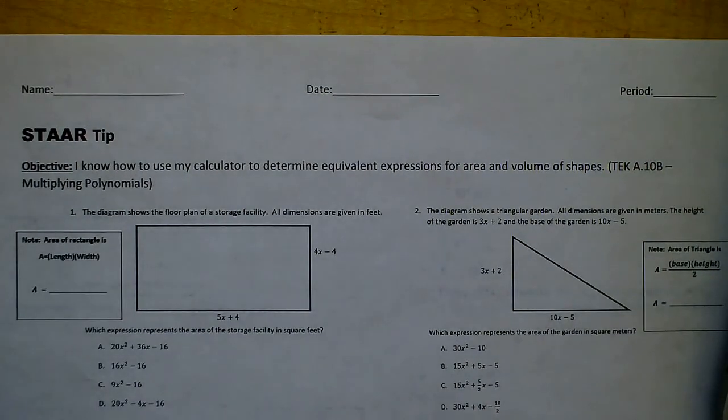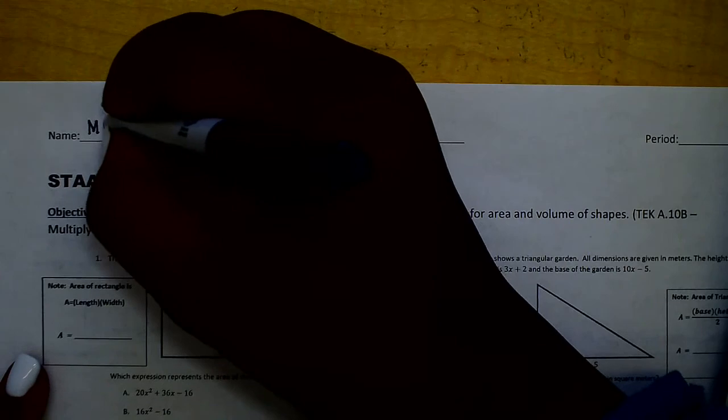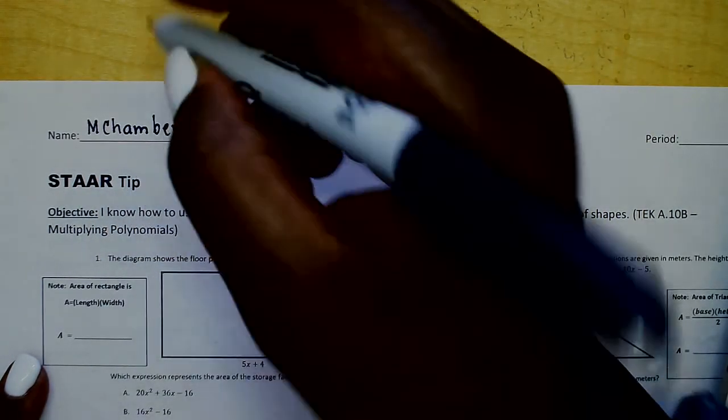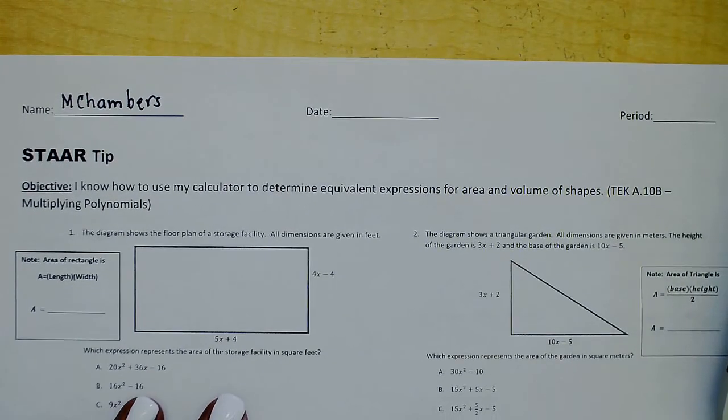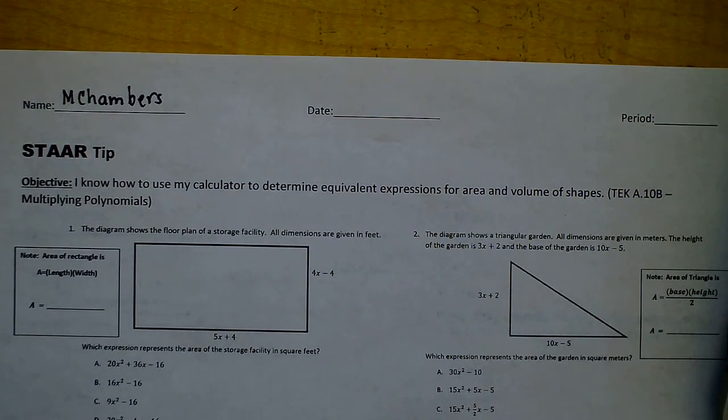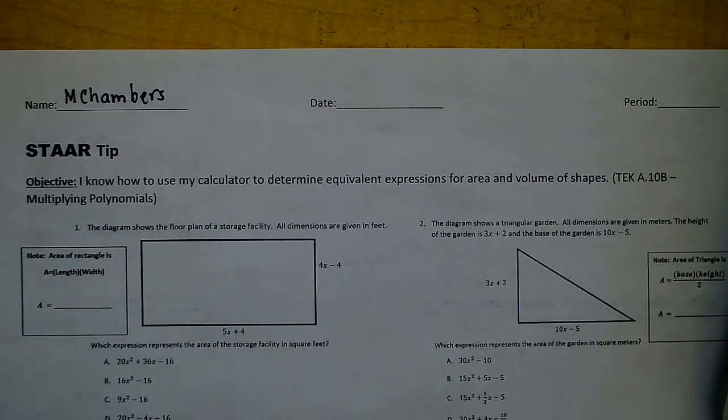Okay, a good practice is always to date your notes and put your name on your work. We're doing the STAAR tip of today. And that STAAR tip is, I know how to use my calculator to determine equivalent expressions for area and volume of shapes. That's TEKS A.10B, multiplying polynomials.